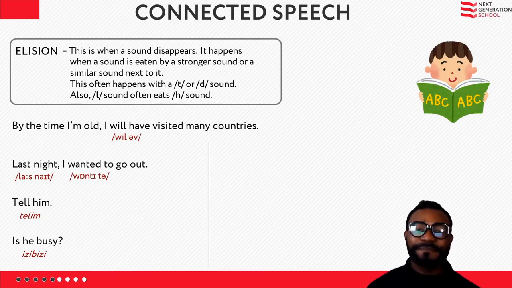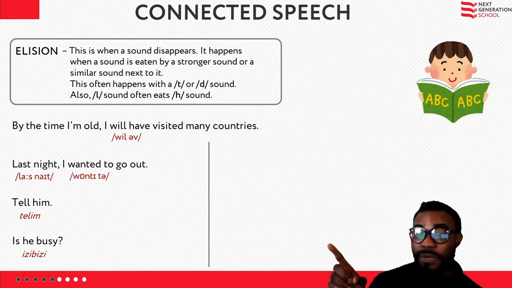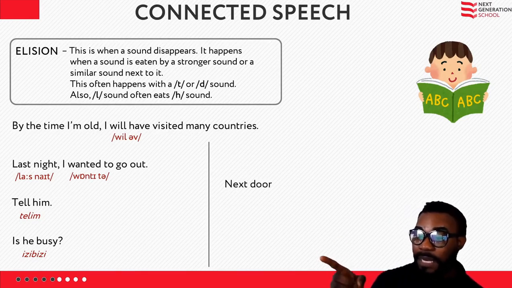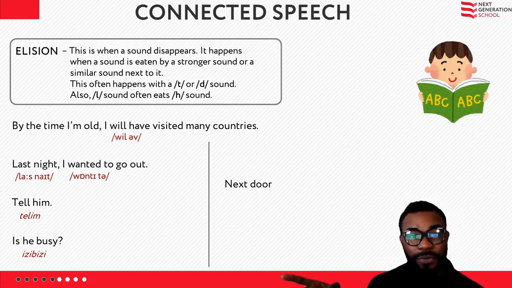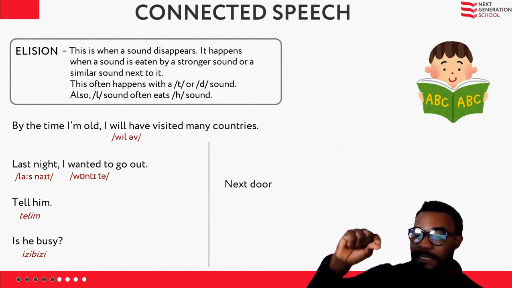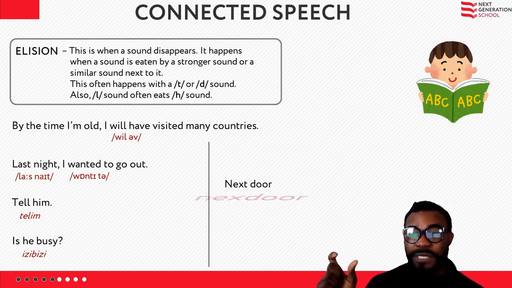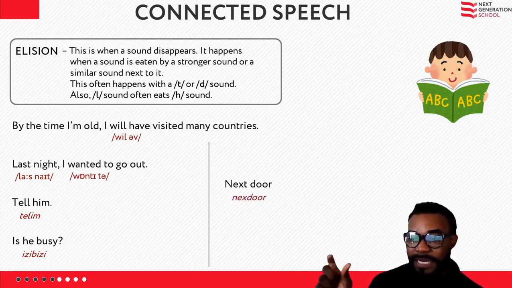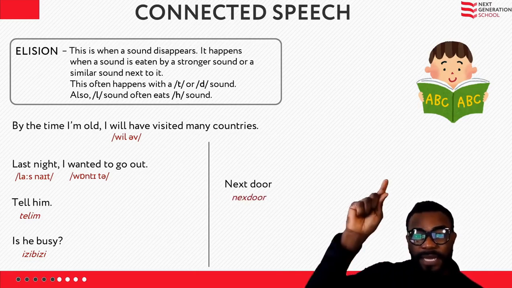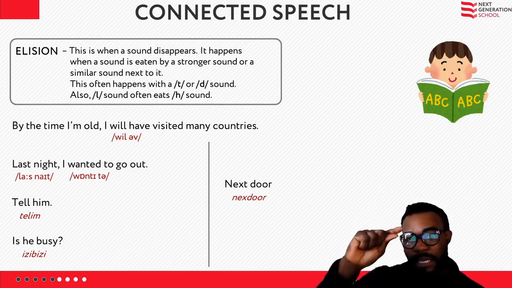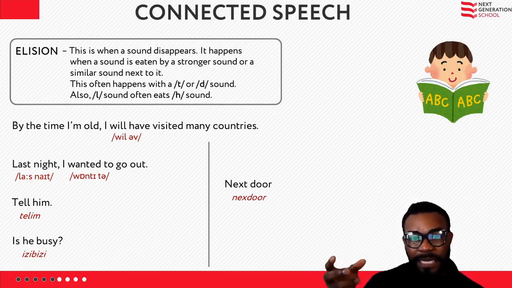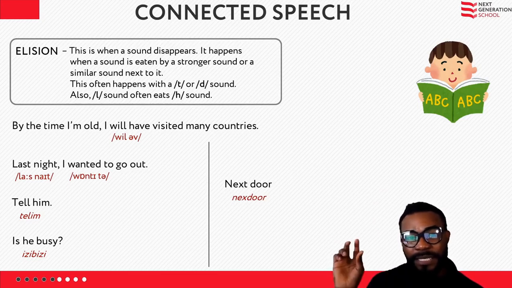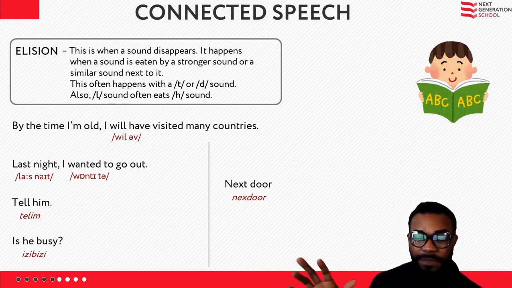Next. Oh, we've got one more example here, and that is "next" and "door." Next and door, but then together we say "next door." So the T at the end of "next" is eaten by the D sound, and we just have "next door." That's one more example of elision.